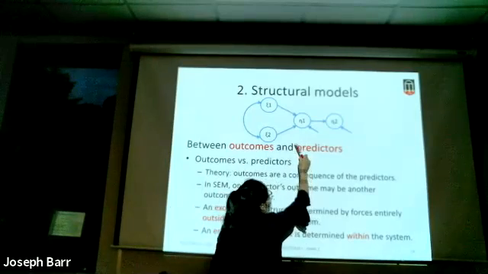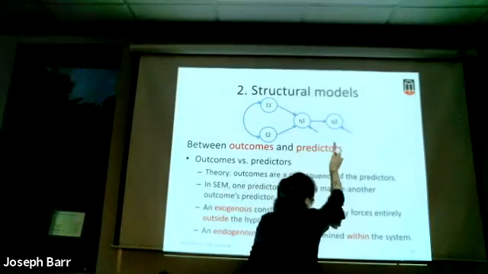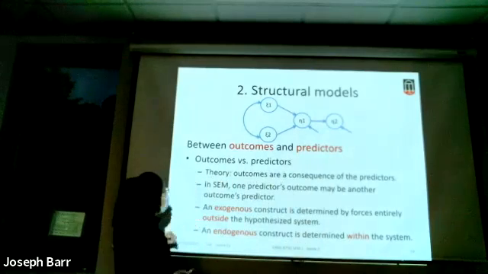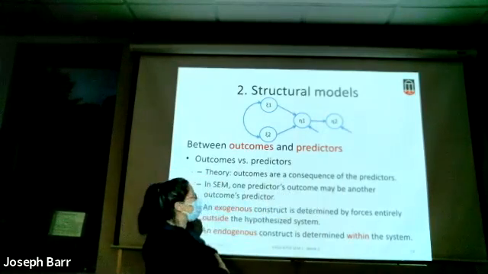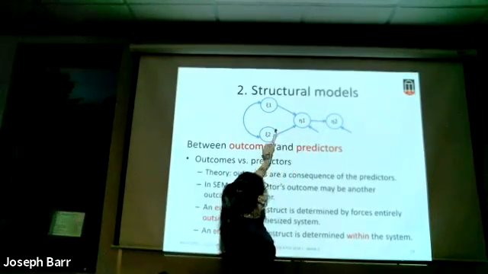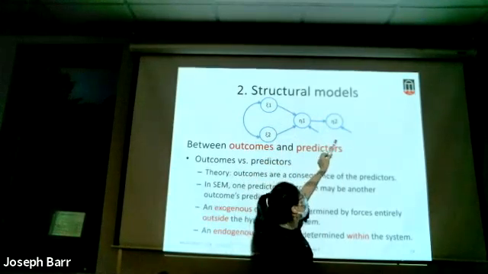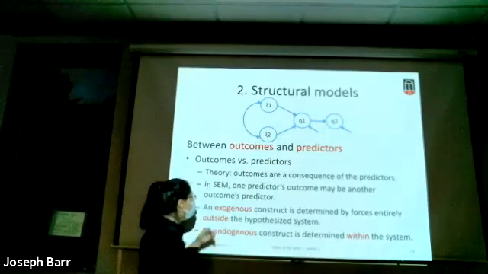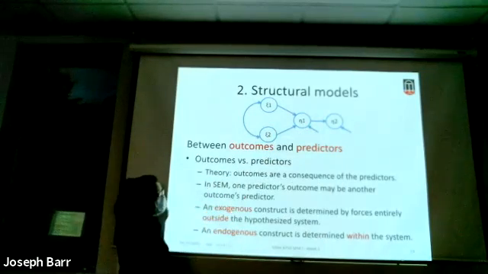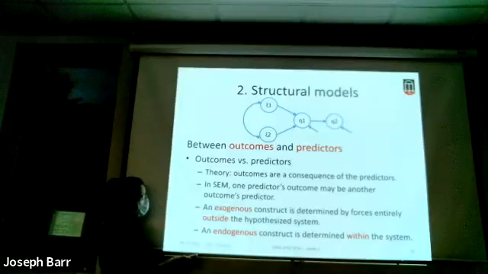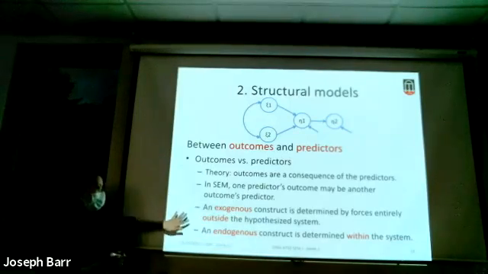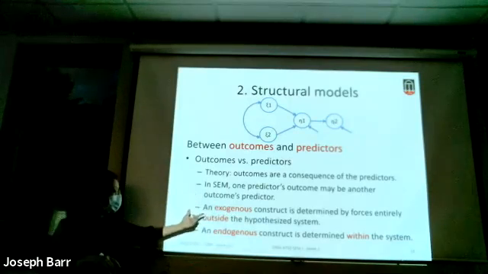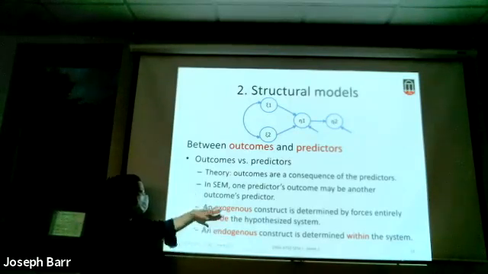And this outcome is a predictor of this outcome. So the theory is that outcomes are consequences of predictors. These outcomes are consequences of these two predictors, and this outcome is a consequence of these predictors. So in SEM, one predictor's outcome may be another outcome's predictor. And an exogenous construct is determined by forces entirely outside of the hypothesized system, as we defined in the previous slides, endogenous variables and exogenous variables.